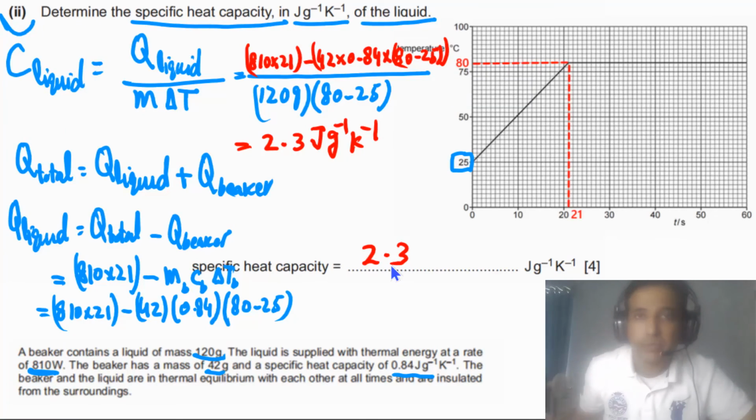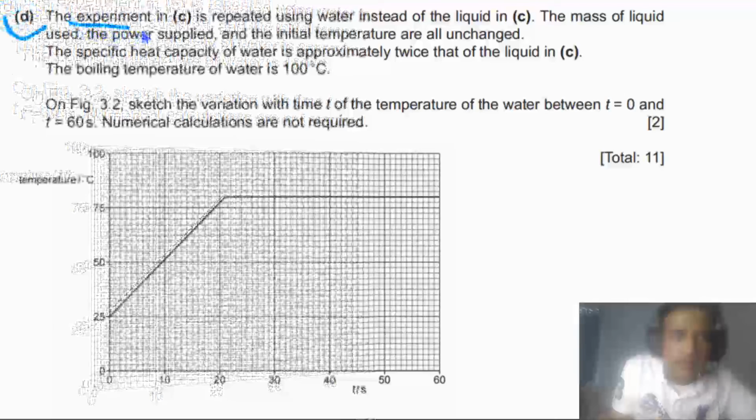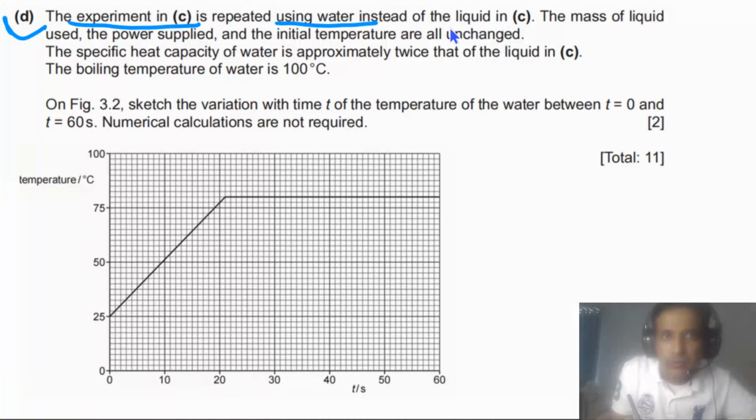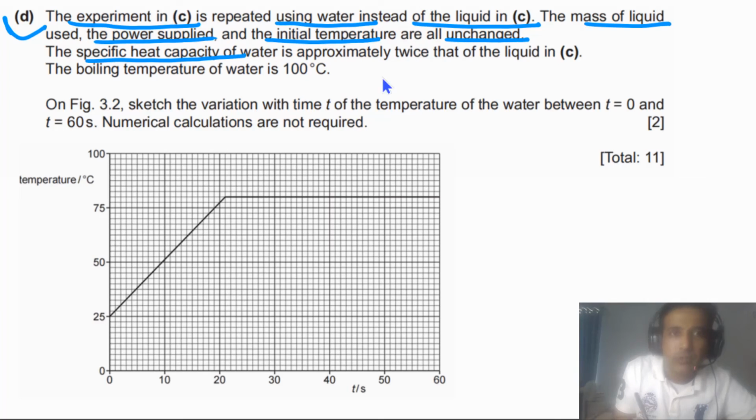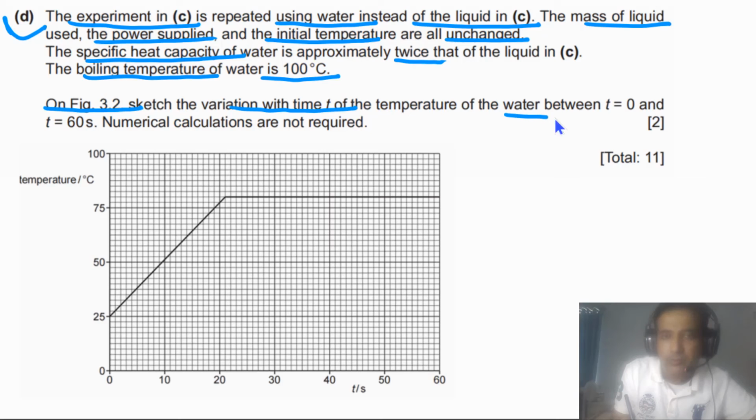A beautiful question. Part D says the experiment in C is repeated using water instead of the liquid in C. The mass of the liquid used, the power supplied, and initial temperature are unchanged. The specific heat capacity of water is approximately twice that of the liquid in C. The boiling temperature of water is 100 degrees Celsius. On figure 3.2, sketch the variation with time t of the temperature of the water between t equal to 0 and t equal to 60 seconds. Numerical values are not required.